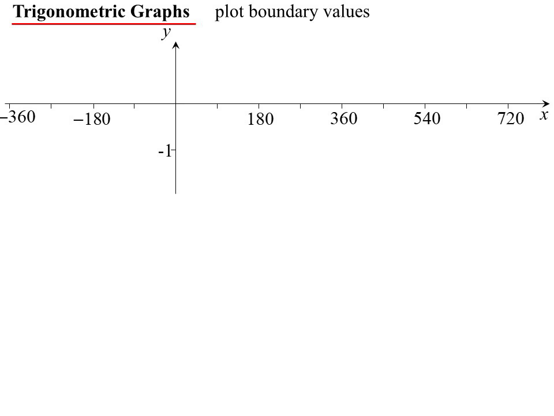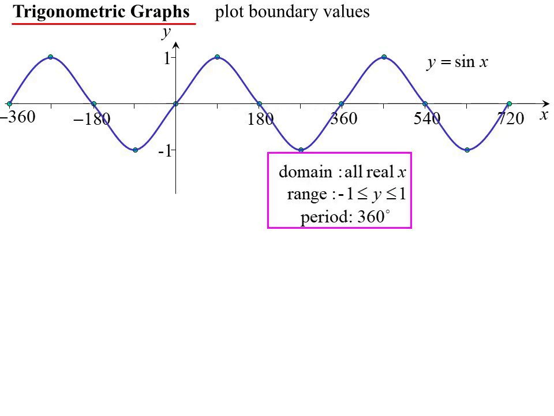I think, well, where do I start my curve? I know the sine of 0 is 0. Then at 90 degrees it's 1, and I know that pattern just keeps repeating, so I go down and up, down and up. And I just draw a nice smooth curve, and there's y equals sine x. So looking at that, what can we see? Well, the domain is all real x. There's no breaks in that curve whatsoever. The range, it goes in between -1 and 1.